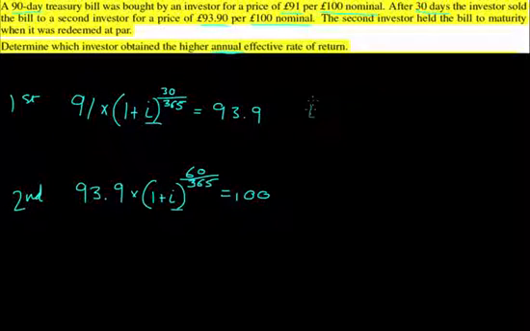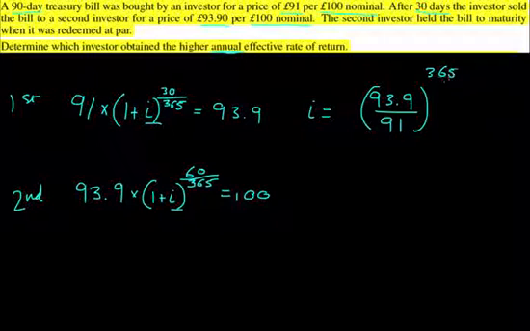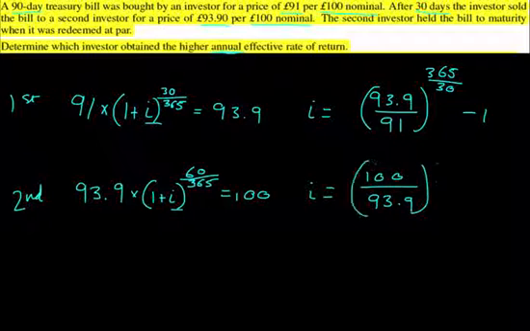So basically how is it going to look? Over here i is going to be equal to 93.9 divided by 91 to the power of the inverse of this exponent over here. So 365 over 30 and then minus the 1. And this one is i equals 100 over 93.9 to the power of 365 over 60 minus 1. Okay, so what do each of the i's equal?